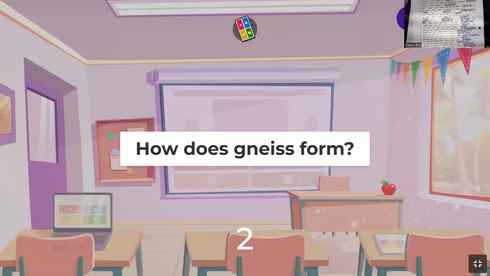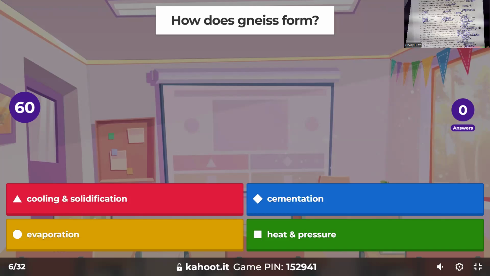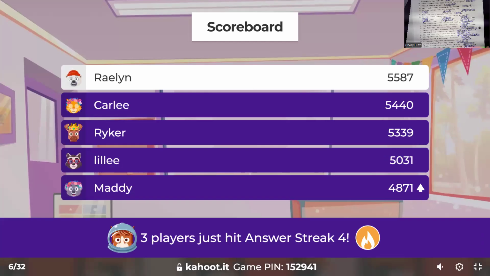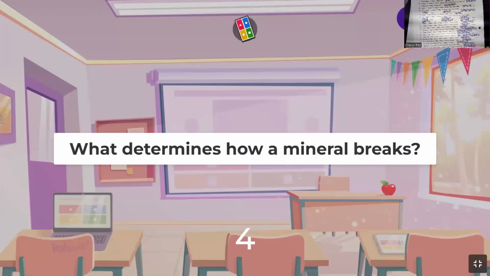How does gneiss form? I'm getting this wrong. Don't get this one wrong. Well, it's just asking what type of rock it is. It is metamorphic, and how do metamorphic rocks form? Yay, heat and pressure. Not cooling and solidification, that's an igneous rock, you silly goose.